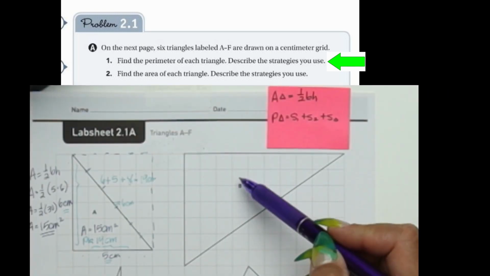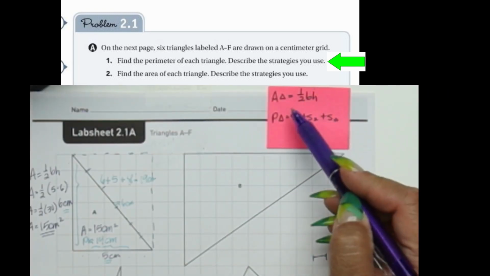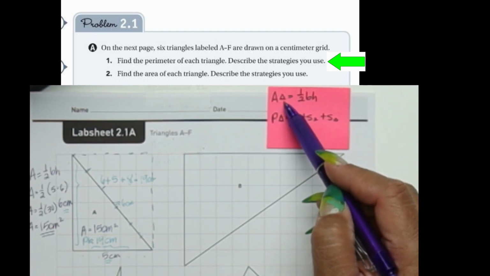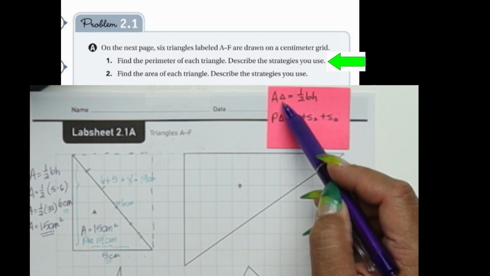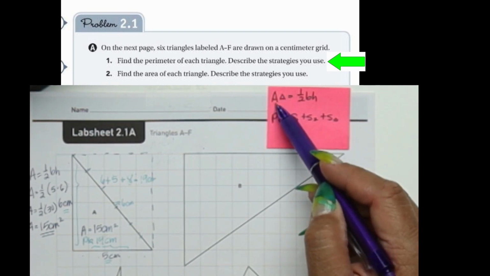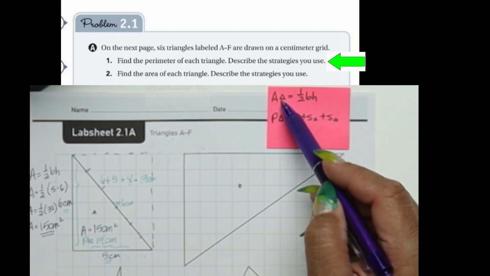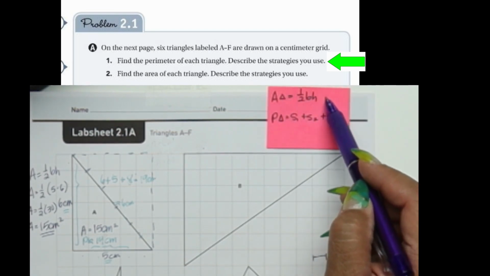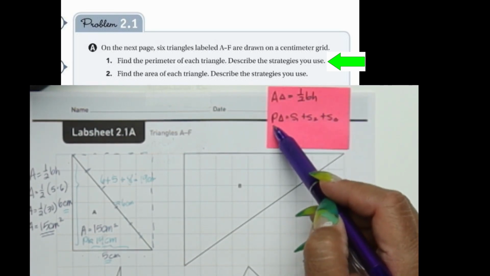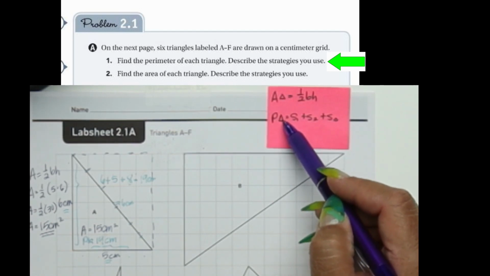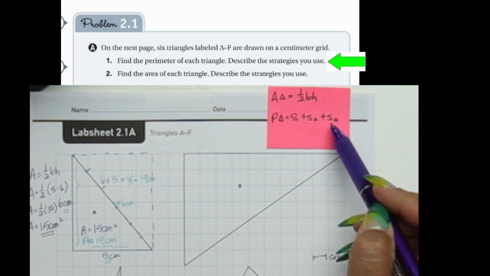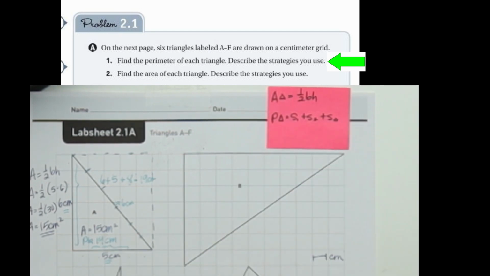Okay, let's look at triangle B. And I wrote down the area of a triangle. Now we're working with a second area formula, so I put a little triangle there to let us know that that's a triangle area. Area of a triangle equals half of the base times height. And the perimeter of a triangle, again with a little triangle, equals side 1 plus side 2 plus side 3. Basically, we're just adding up all the sides.